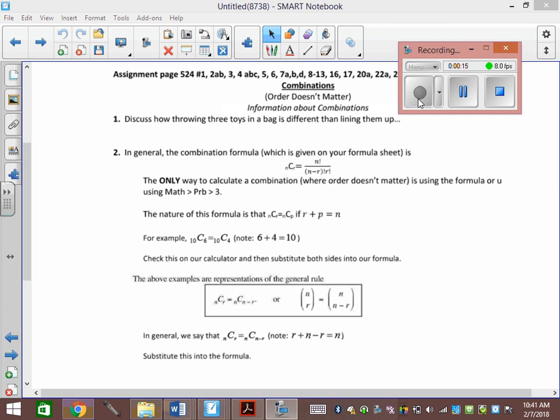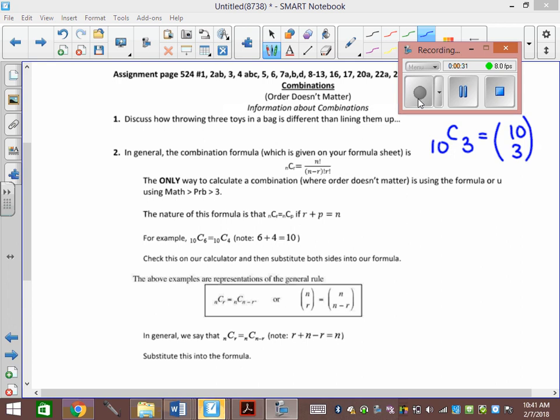Instead of writing it as nCr, they can also write it as brackets and then just have the two numbers. So if it was 10C3, they could write that as 10 over 3 in brackets, and that means C. Okay, it can't be a P, it's a C. It even tells you on some formula sheets, so you really can't get it mixed up.